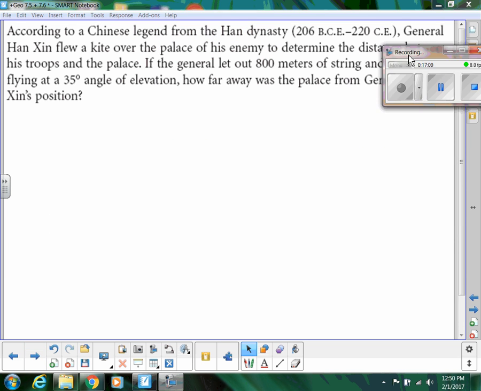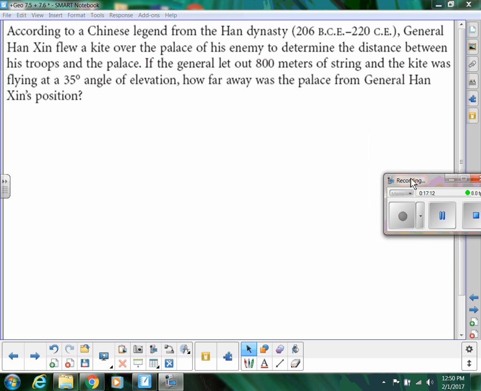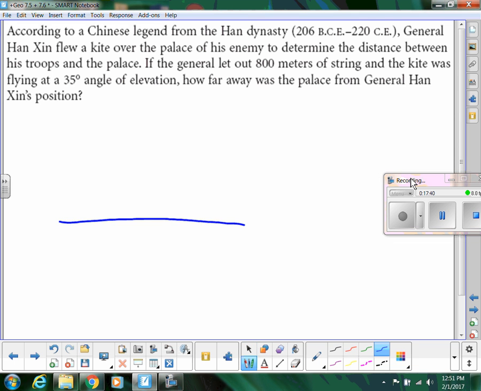All right, so we have a Chinese legend from the Han Dynasty. He flew a kite over the palace of his enemy to determine the distance between his troops and the palace. So if the general let out 800 meters of string and the kite was flying at a 35 degree angle of elevation, how far away was the palace from the general's position? Okay, so I'm assuming that when he's flying, he had this kite tied to the ground or something, because they didn't tell us how tall he was. So if he was flying it standing up, they would have to tell us his height.